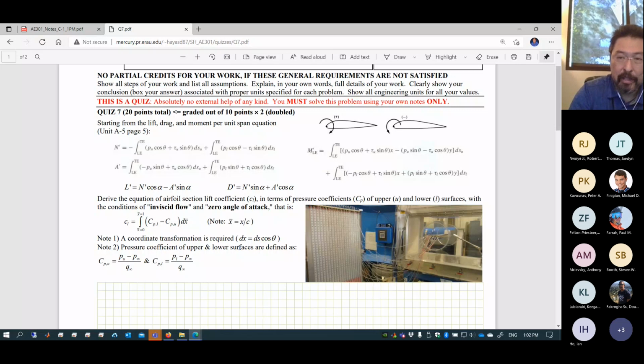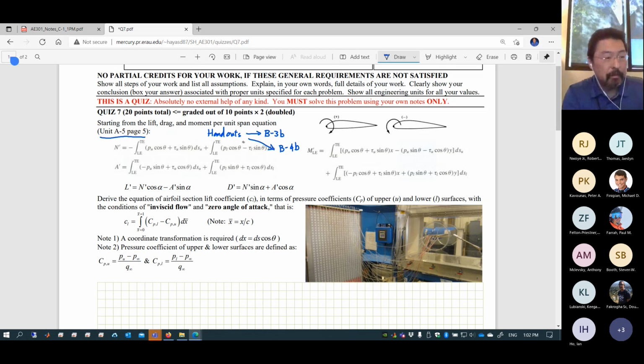You have to take a look at this big hint: handout B3B and handout B4B. Those are handouts, okay? Take a look at those handouts. Handouts B3B and B4B are just an application of this equation from Unit A5, page 5, applied to the flow of a circular cylinder with and without spin. Now you are going to develop your equation, which can be applied for the flow over an airfoil.